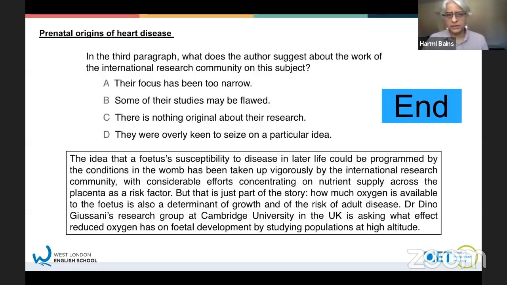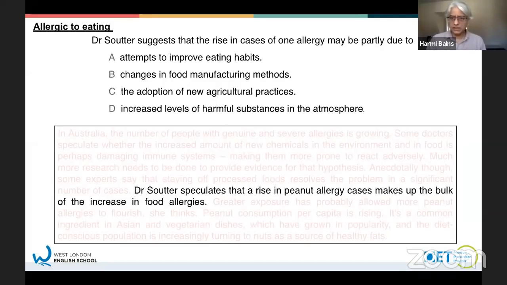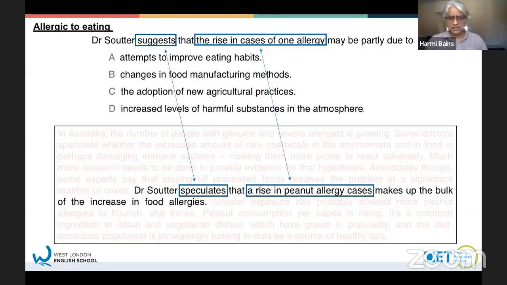Okay, so let's have a look at this. The answers, the first text, it was about allergies, you might remember. This is allergies to eating. Well, just going to direct you to the sentence in the middle of the paragraph. In fact, when you read this, you might have noticed the synonym. The question: Dr. Suter suggests in the text, Dr. Suter speculates, really kind of similar. And also here, the rise in cases of one allergy in the paragraph, a rise in peanut allergy cases. Okay, so when you see that, you know you're reading something significant. You know here, you've really got to read carefully.